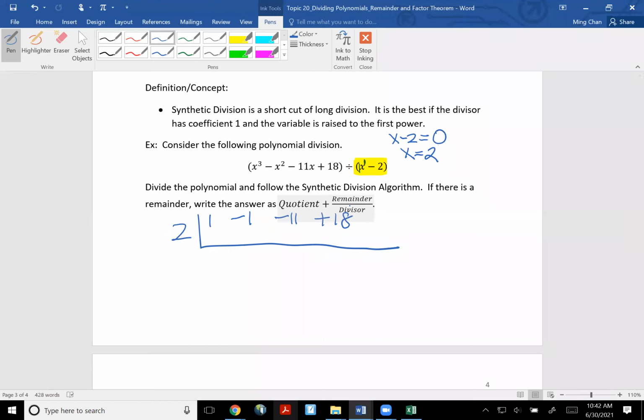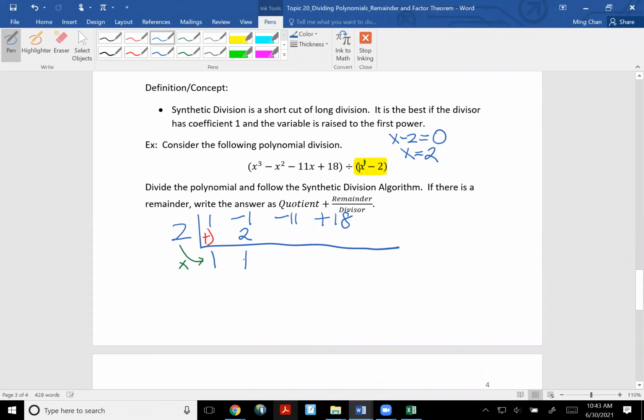The first step, after you wrote this down, is to bring down the first term. Then you take the divisor and multiply by the number in the bottom. 2 times 1 is 2. You put that 2 below the second dividend term. Synthetic division is the opposite of long division, so we will add, not subtract. Negative 1 plus 2 is positive 1.